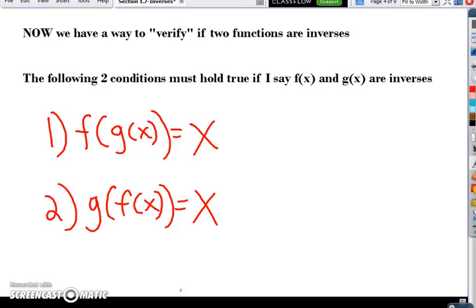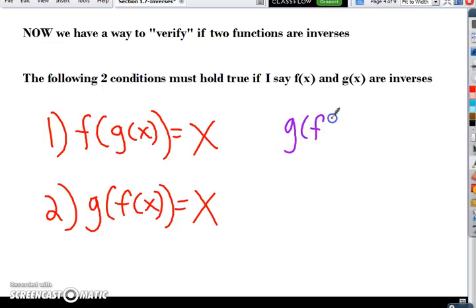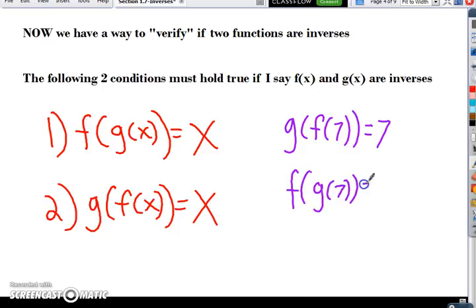The same rule applies if I say I have g of f of 7. If they're inverses, I best get back 7. F of g of 7, I best get back 7. Whatever is the input must also be the output. And you need both conditions to happen. Just because one happens doesn't mean you automatically get the other one.